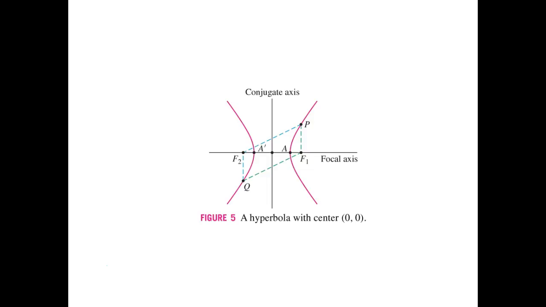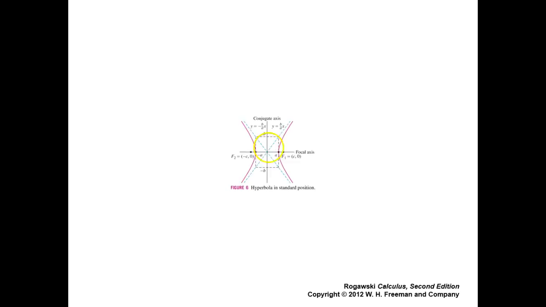Now, of course, if you had it this way, then this would be y squared over b squared minus x squared over a squared, whatever you want to call it. Whichever one is the positive, that's the axis it goes over. Okay. I guess this is just showing the dimensions.